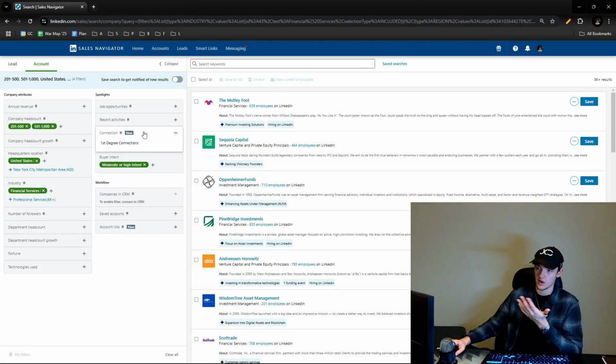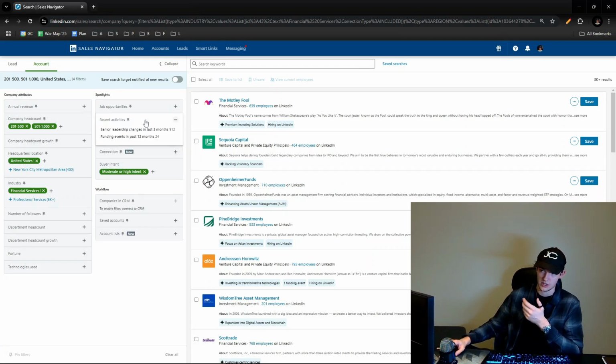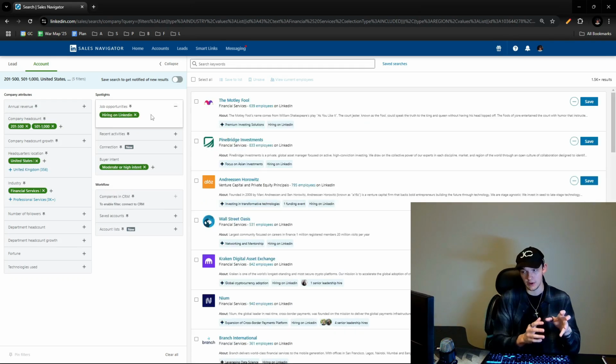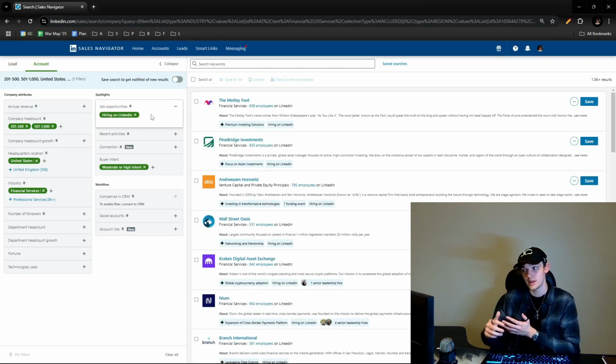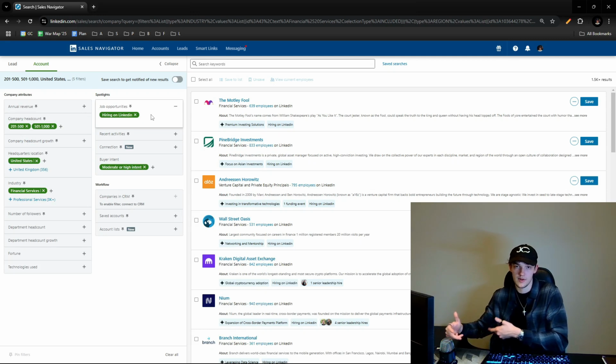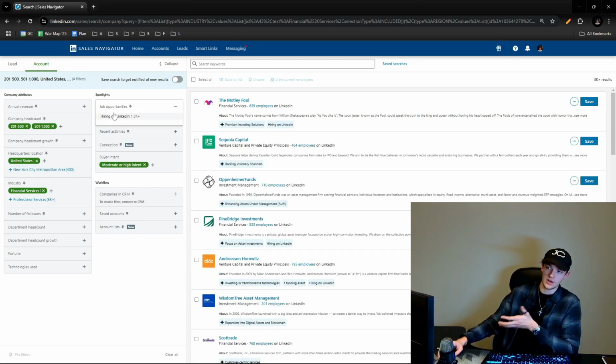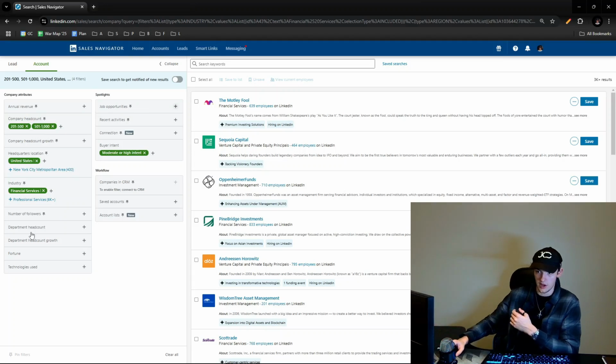On top of that, you can also have the connections, which can be helpful, and you can look at job opportunities, so you can see if people are hiring, okay? Typically, if they're hiring, it means they're looking for some kind of result from a specific service, and if you offer a service, then this can be helpful. You can also use this to look for a job if you need to.